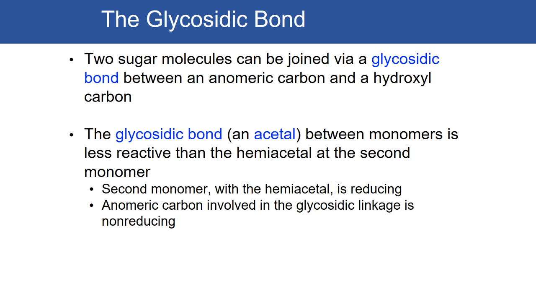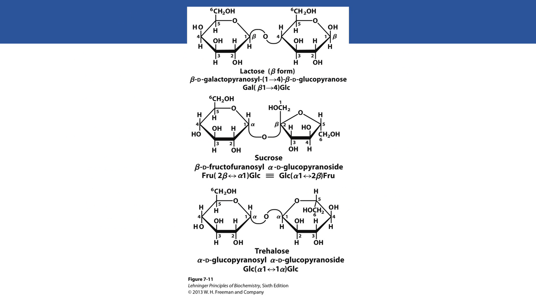Two sugar monomers can be joined together by a glycosidic bond between the anomeric carbon and the hydroxyl carbon. This glycosidic bond, which is an acetal between monomers, is less reactive than the hemiacetal at the second monomer, and the second monomer with a hemiacetal is reducing. The anomeric carbon involved in the glycosidic linkage is non-reducing. So again, lactose: the beta-1 anomeric carbon links up with the hydroxyl on the 4 of a glucose, and you end up with the beta-1,4.